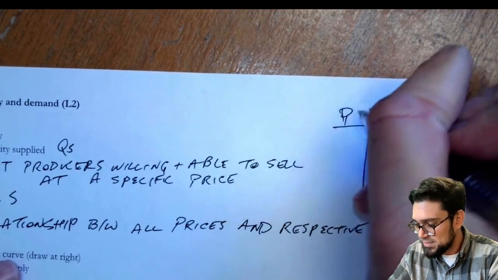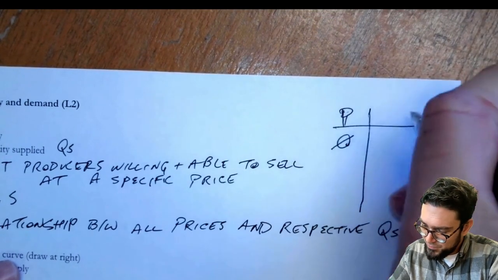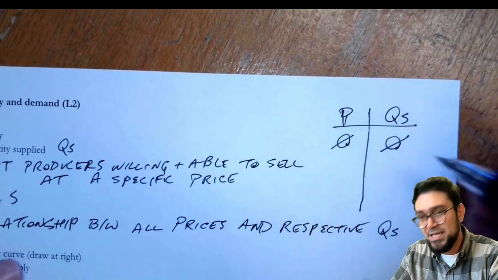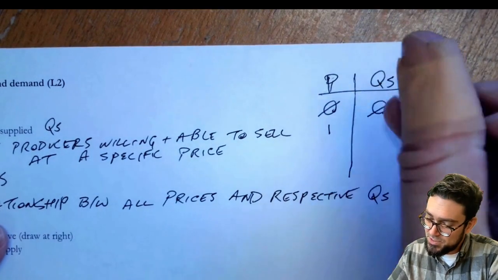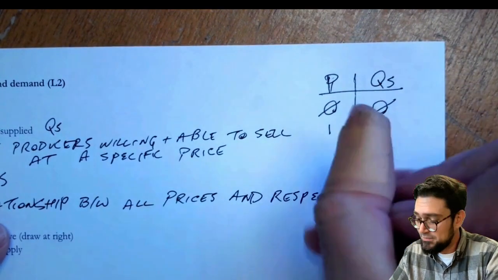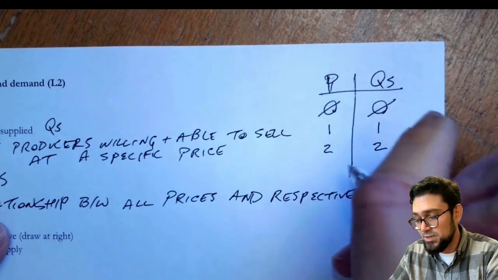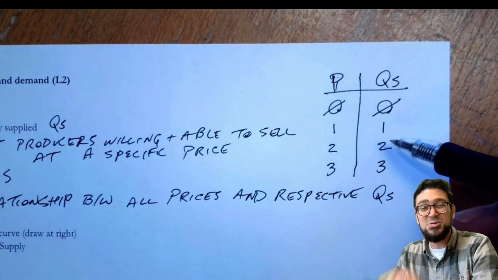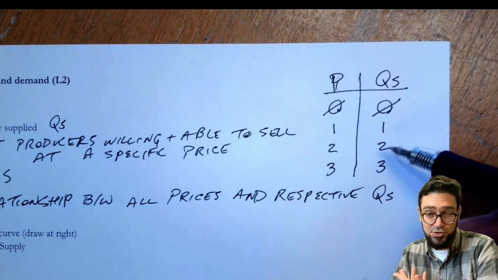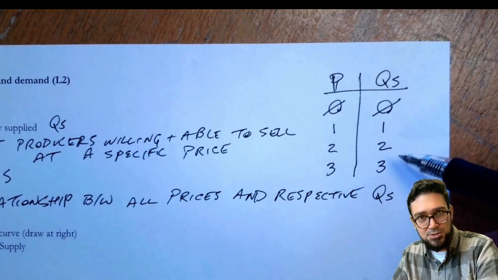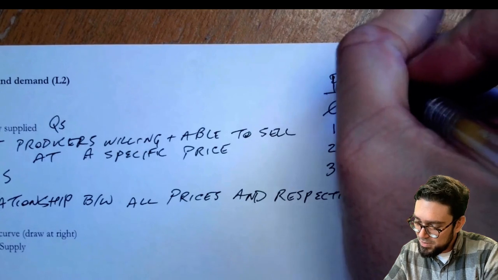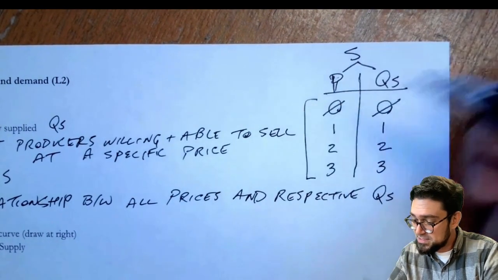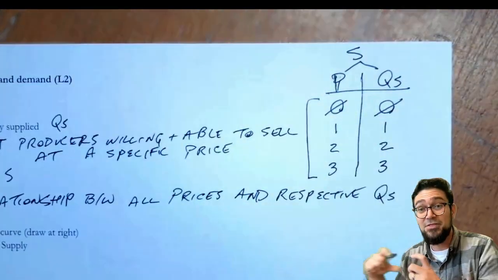If the price was, let's say, 0, then quantity supplied would be 0. People aren't going to produce any. But if we raise the price to 1, maybe people produce 1. If the price were 2, maybe we'd produce 2. Price were 3, we'd produce 3. At any given price, you have a specific amount that people are willing and able to produce, right? If the price is 2, people are willing and able to produce 2. The relationship between all of these number pairs, which is really described by the table, is what we call supply.